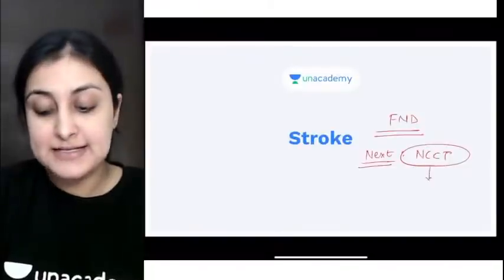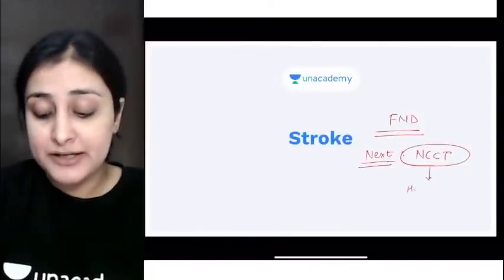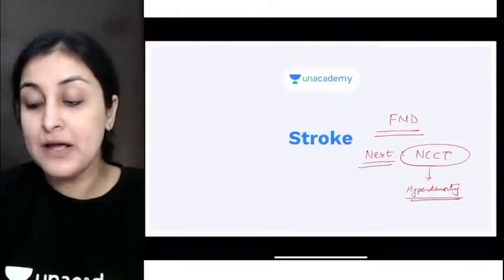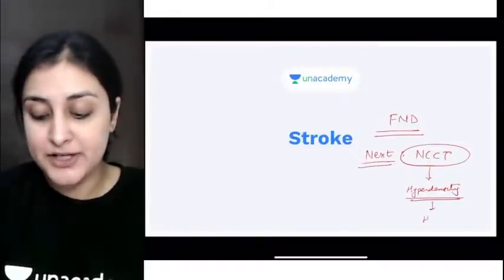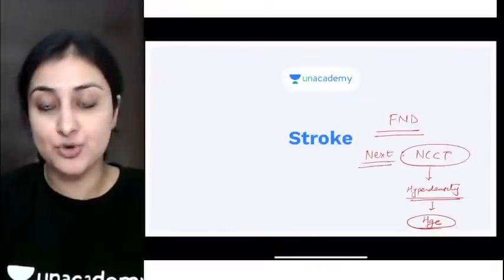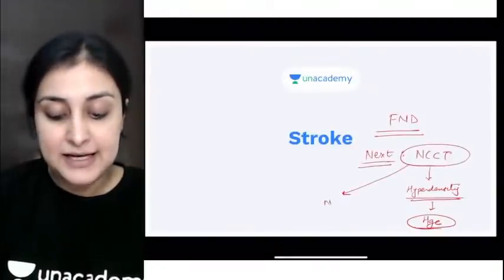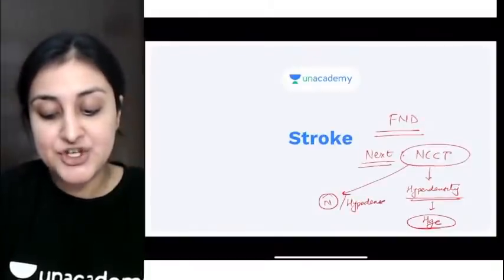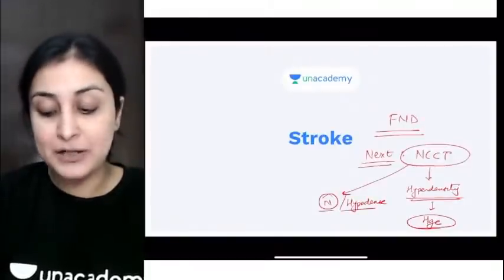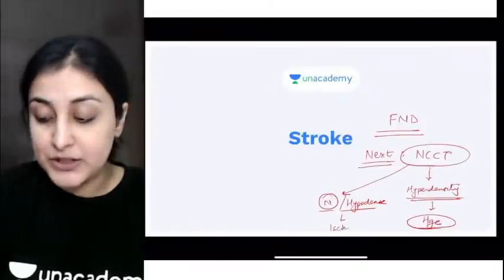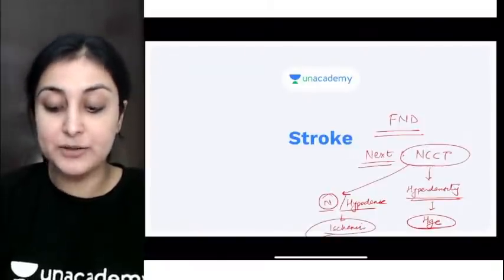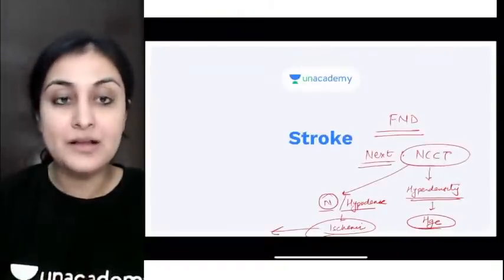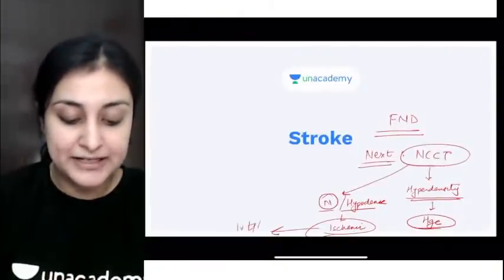If NCCT shows me hyperdensity, what does that mean? That means that there is hemorrhage. We are dealing with a hemorrhagic stroke. But if NCCT is normal or it shows me a hypodense wedge-shaped area, what does that mean? That means that I am dealing with an ischemic stroke. What is going to be your next step? If I tell you ये मिला, अब क्या करोगे next? Now you have to start IV-TPA.